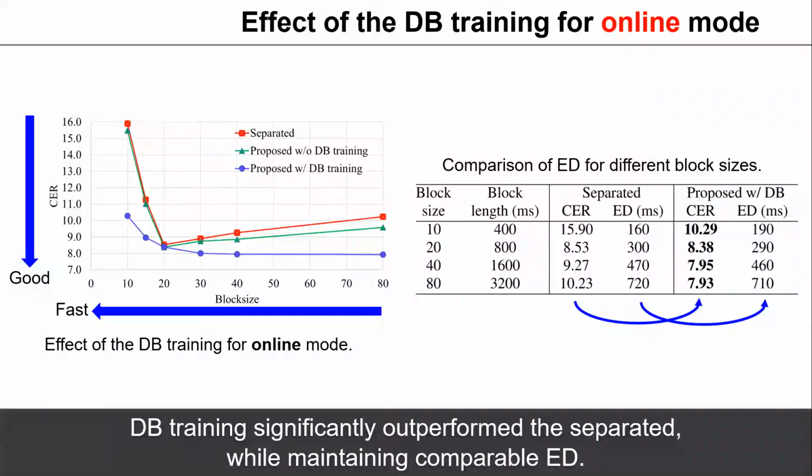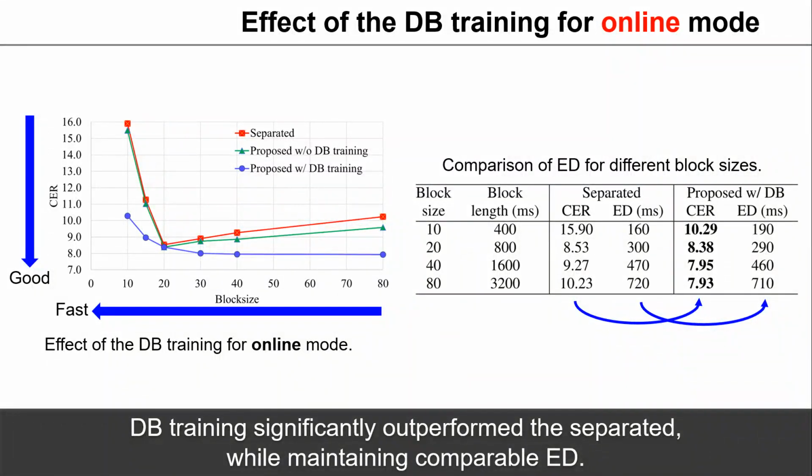Then we analyzed the effect of the dynamic block training for online mode. This figure shows the relationship between block size and the character error rate. The blue line shows the results of the proposed method with dynamic block training, and the red and the green lines show the separate model and the proposed method without dynamic block training, trained with a predetermined fixed block size of 20.